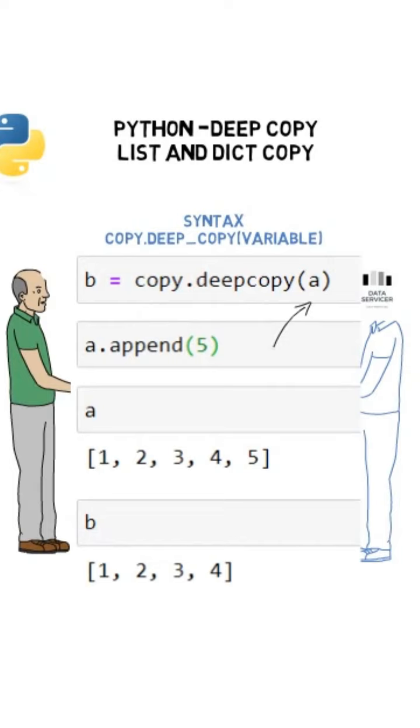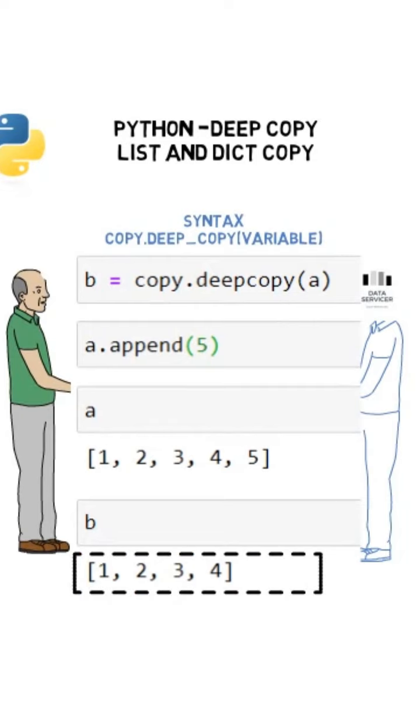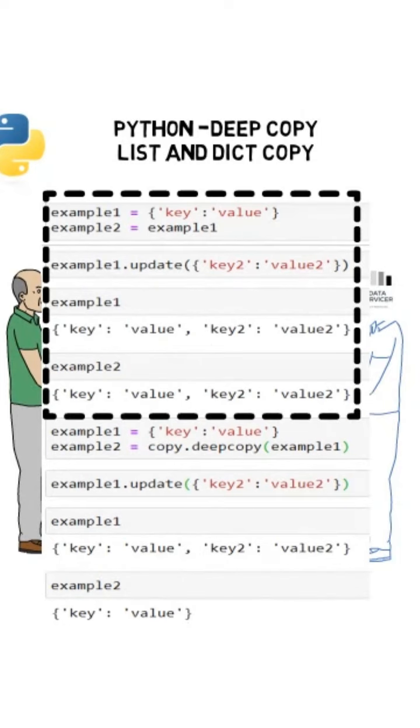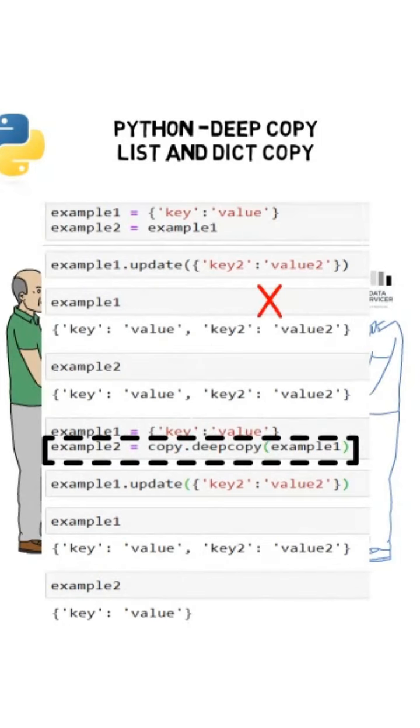So, now if we append something to A, B doesn't get affected. See, B still remains at the copied stage. The same scenario works for dictionaries as well. When we have a key value and we update it for one, the other variable is also affected. By doing deepcopy, the problem gets resolved.